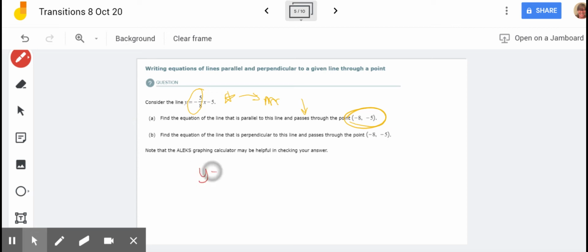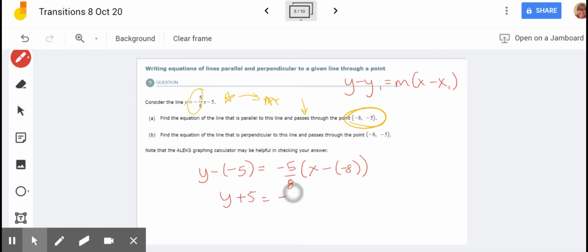So I'm going to go y minus -5 equals -5/8 times x minus -8. Yeah, because that's the formula. I'm using y minus y1 equals m times x minus x1. So you get y plus 5 equals -5/8 x plus 8.